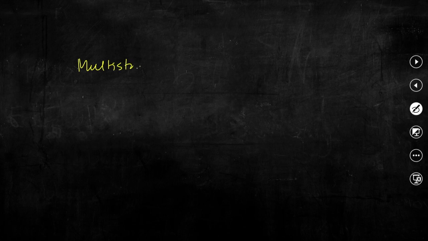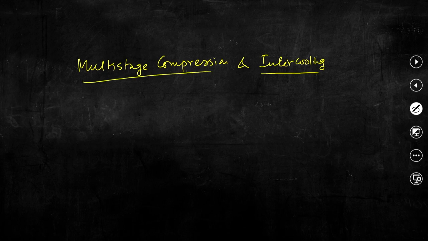Okay. So, with this, now let us discuss the important part of this unit, called multistage compression and intercooling. Basically, if we need to go for multistaging of the compression process, intercooling is needed. So, let me tell you why we need to go for multistaging.